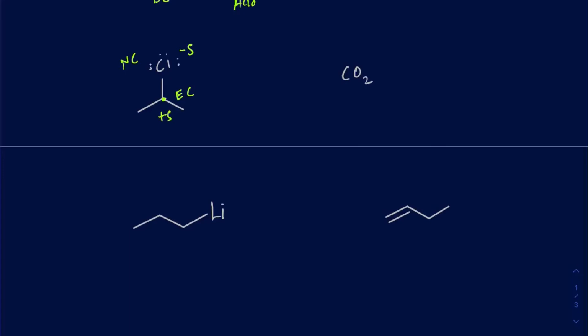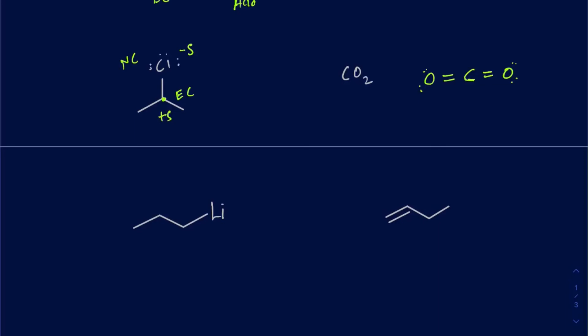What about the CO2? I didn't really draw out the structure, so make sure you go ahead and draw out the structure of CO2. And if you recall, CO2 is a linear molecule where you've got one carbon bonded with two oxygens. And remember, overall carbon dioxide is nonpolar.